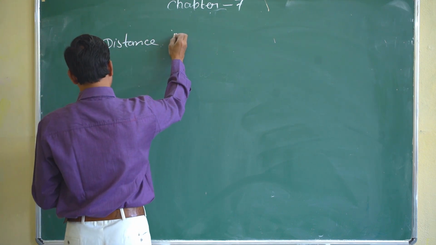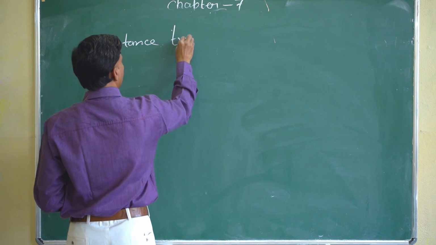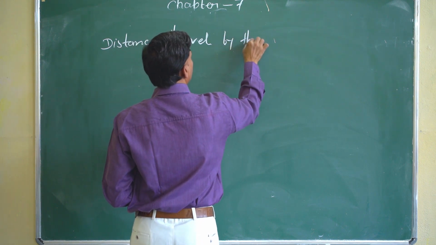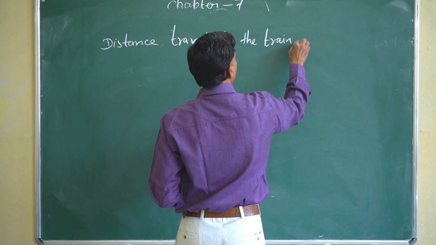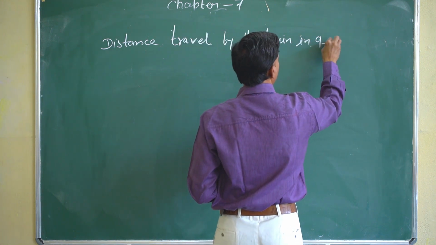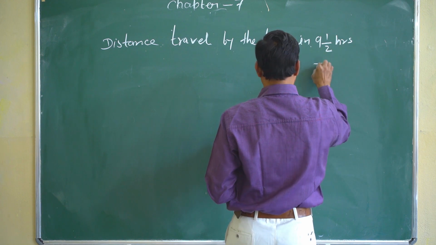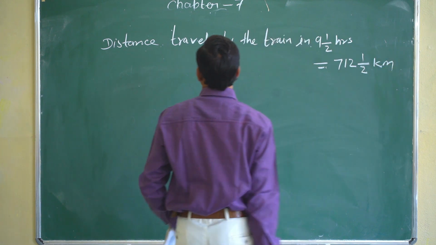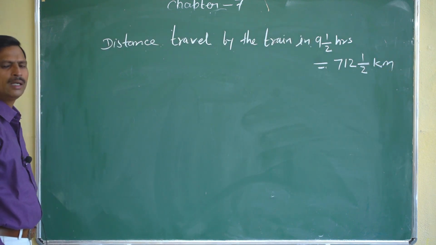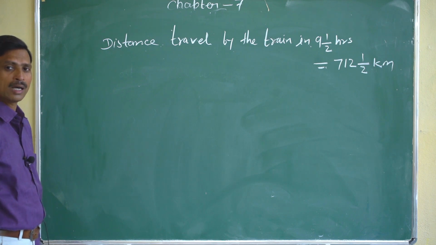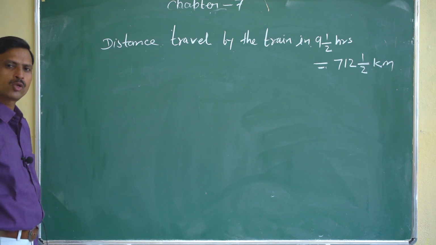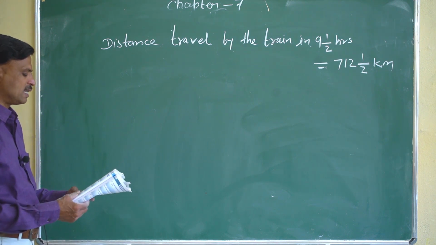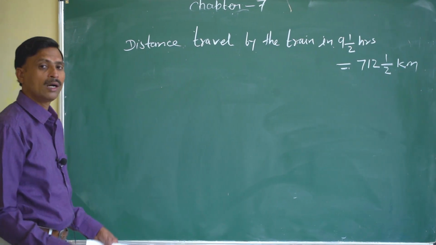Distance traveled by the train in 9.5 hours. That is 712.5 kilometer. So the distance traveled by the train in 9.5 hours, how much is it? 712.5 kilometer. We have to find how much distance it will cover in 1 hour, right?